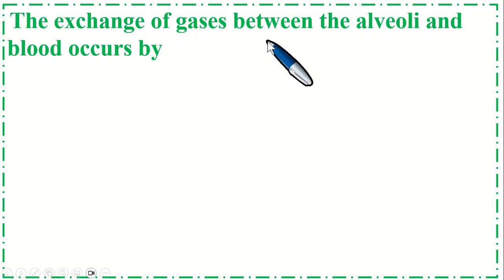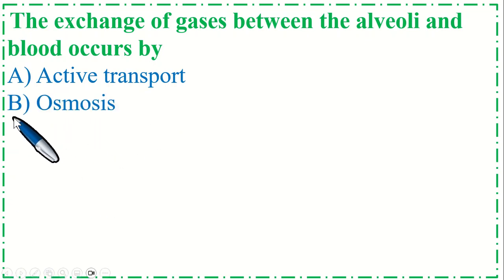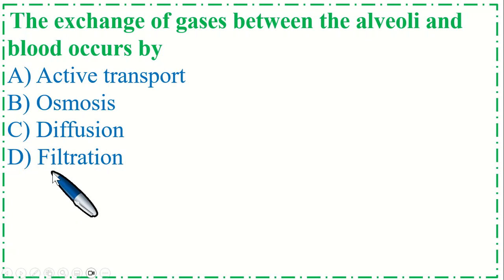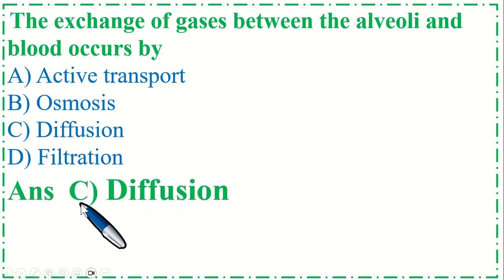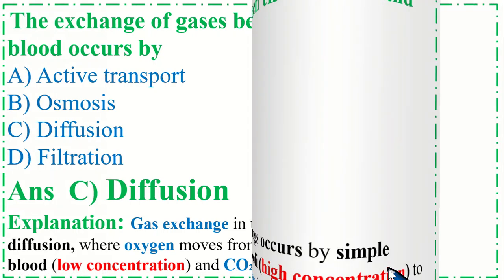The exchange of gases between the alveoli and blood occurs by option A, active transport, B, osmosis, C, diffusion, and option D, filtration. So the correct option is C, diffusion. Explanation: gas exchange in the lungs occurs by simple diffusion where oxygen moves from the alveoli, which is high concentration, toward low concentration, and CO2 moves in the opposite direction.